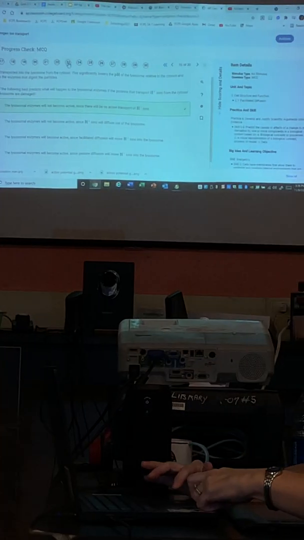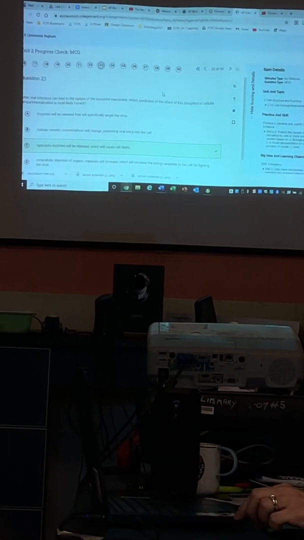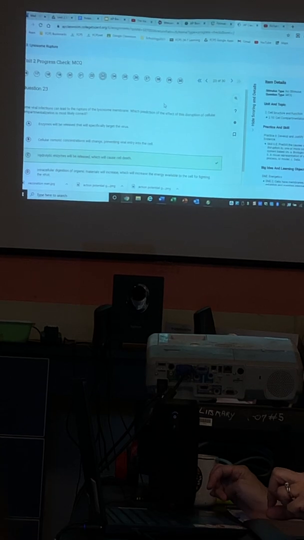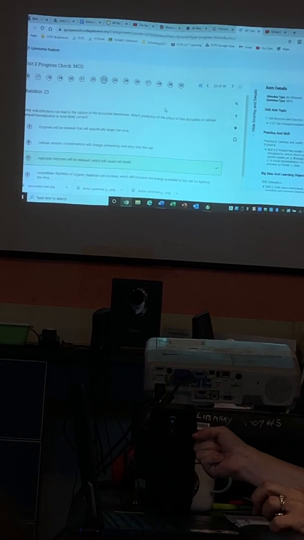23 and 27. Okay. Some viral infections can lead to the rupture of the lysosomal membrane. Which prediction of the effect of this disruption of cellular compartmentalization is most likely correct? And the answer is C, hydrolytic enzymes will be released, which will cause death.